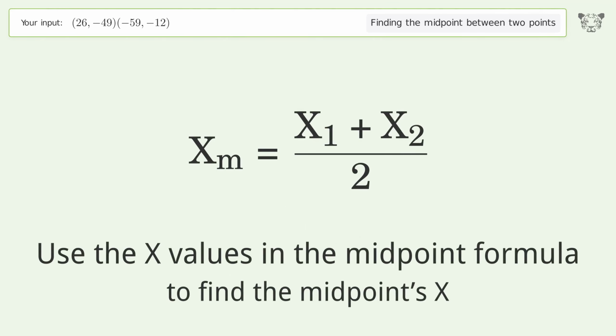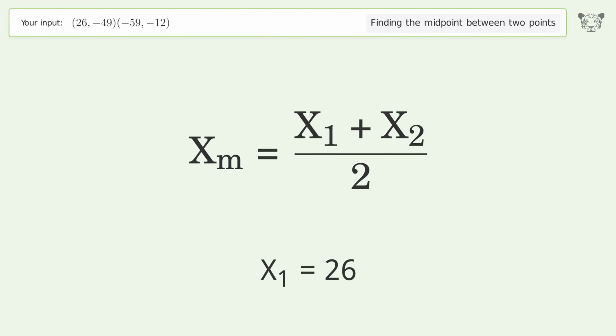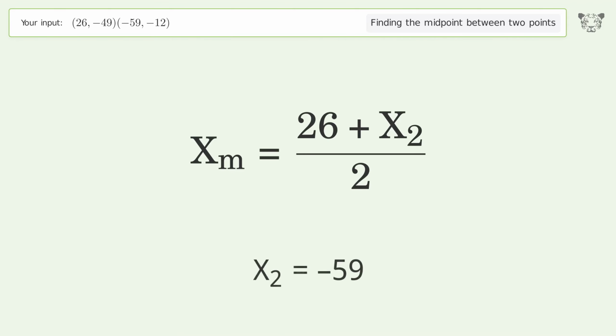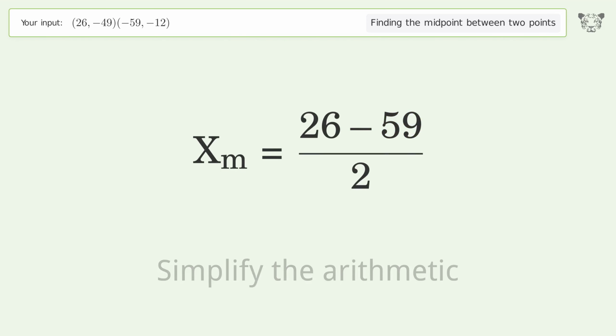Use the x values in the midpoint formula to find the midpoint's x. x1 equals 26. x2 equals negative 59. Simplify the arithmetic.